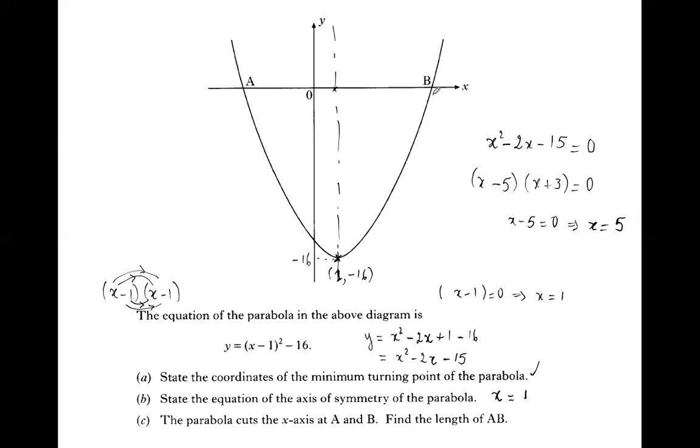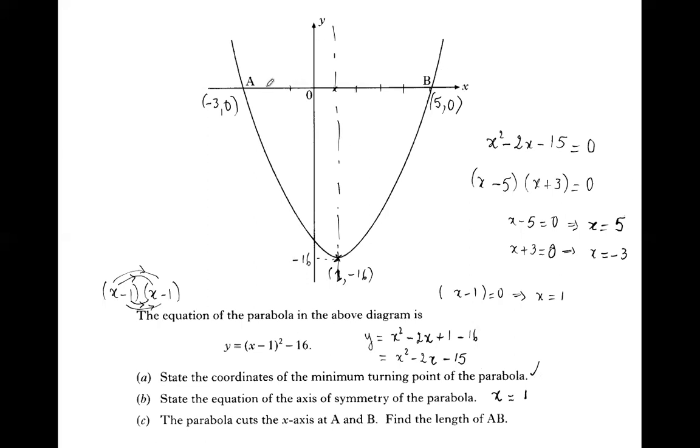So we've got this first point, 5 and 0 in y. And the other one, x plus 3 equals 0, which means x equals -3. So A is going to be -3 and 0.